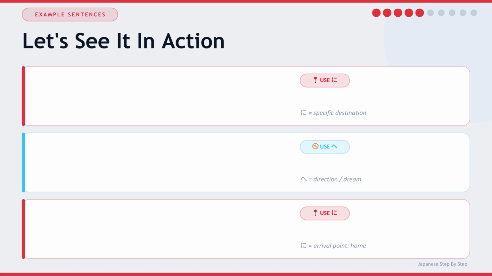Now let's see them in real sentences, the kind you will actually use in daily life. 駅に行きます。 I am going to the station. Ni is used here because the station is a clear, specific destination. You know exactly where you're going, and you're going to arrive there. This is the most common way to use ni in everyday Japanese.